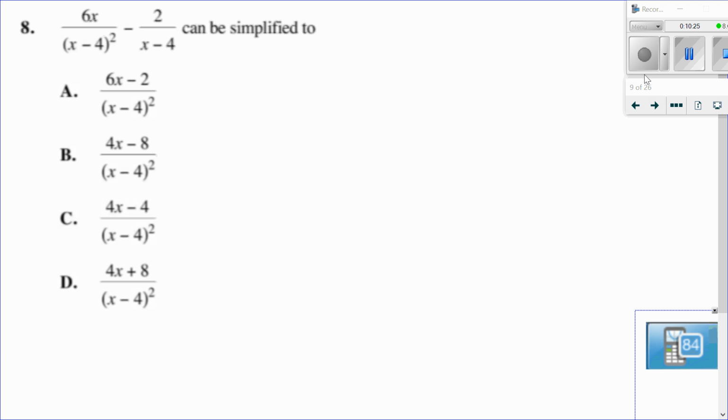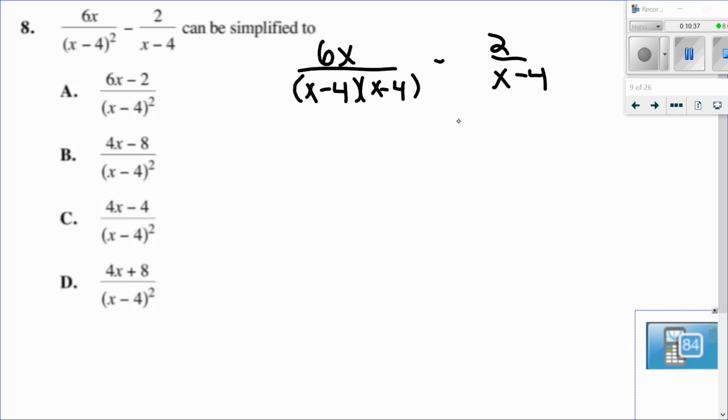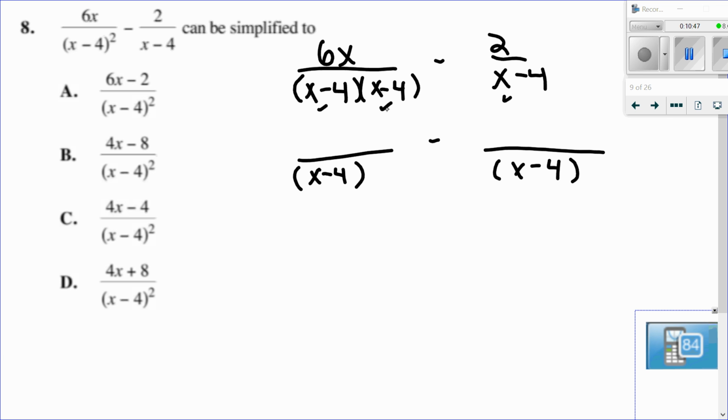Number 8. Okay, to simplify this one here, I have 6x over, and whenever I have a binomial squared, I always want to write it out twice. And now I can come up with the common denominator. So I'm going to need a factor of x minus 4 in each. I've got it and got it, but I need another factor of x minus 4. So I need 2 factors of x minus 4.